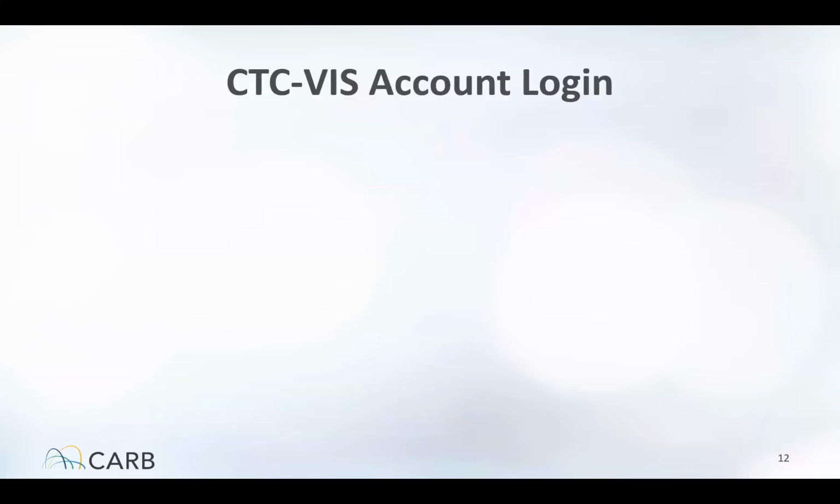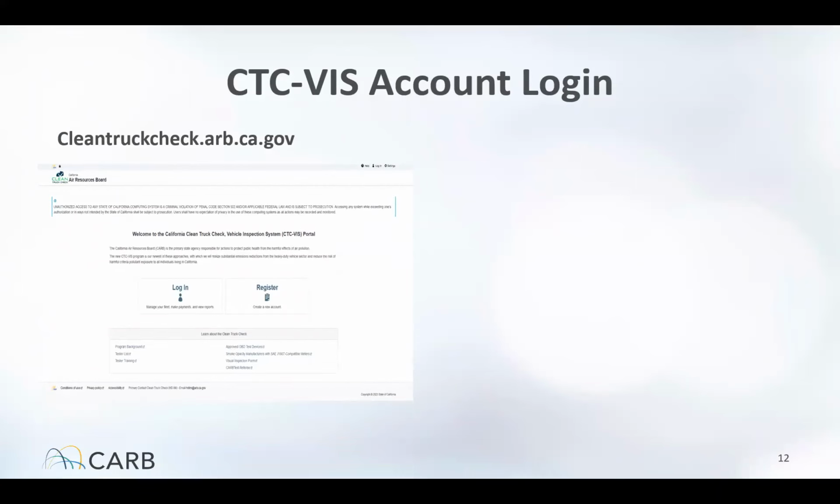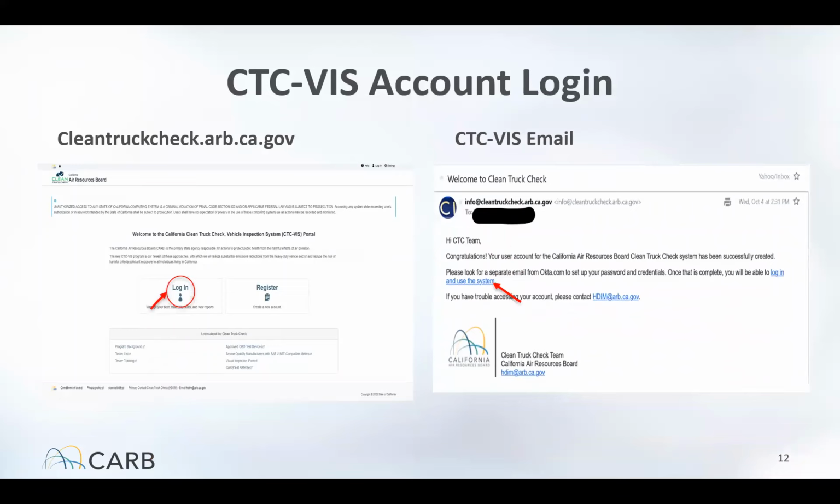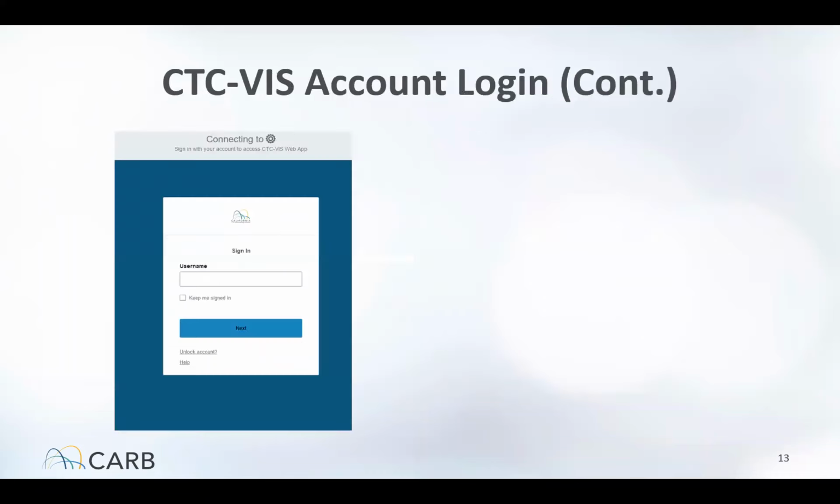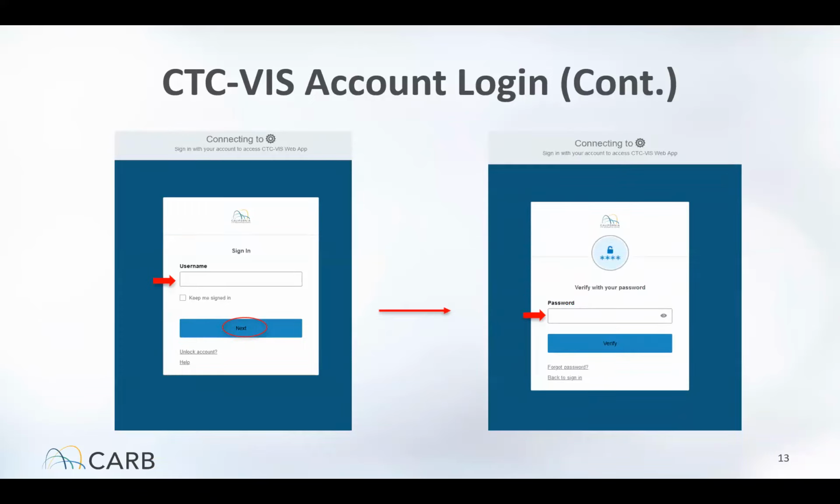Once you are done with your CTC-VIS account activation, there are a couple ways for you to start logging into your CTC-VIS account. You can type in cleantruckcheck.arb.ca.gov in your web browser, then click on this login box. Or from your CTC-VIS welcoming email in your email inbox, click on this hyperlink here. Using either of the ways described above will take you to your CTC-VIS account login page. Input your username in this box, then click Next. Type in your password in this box, then click Verify.